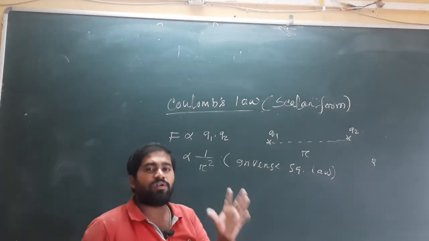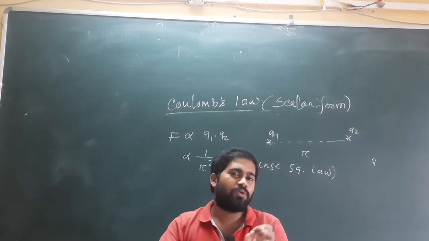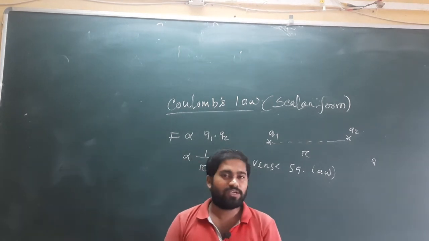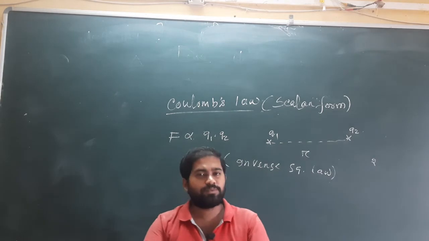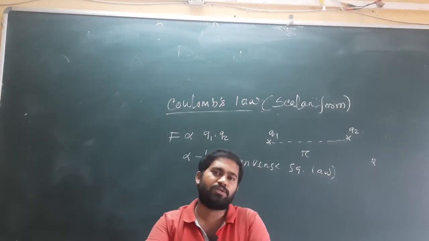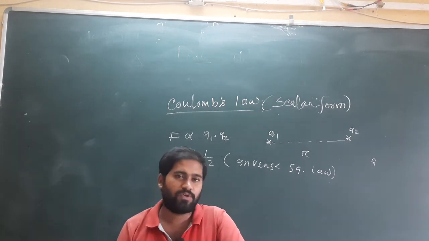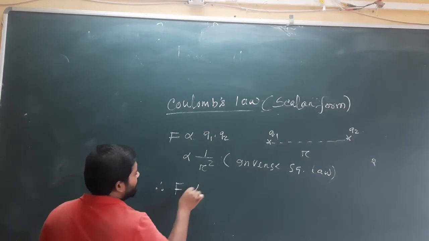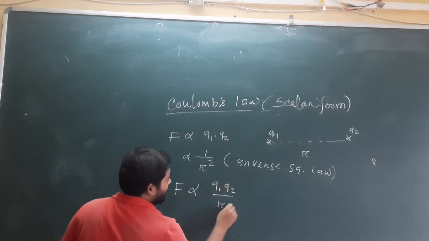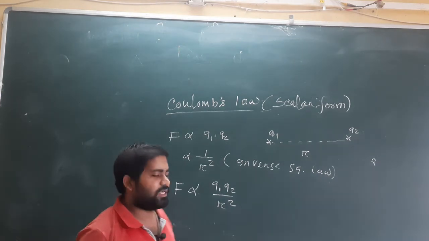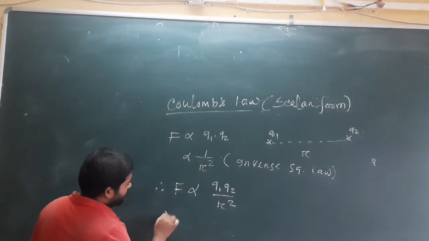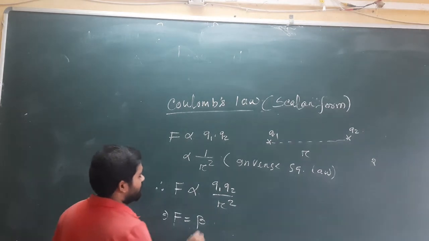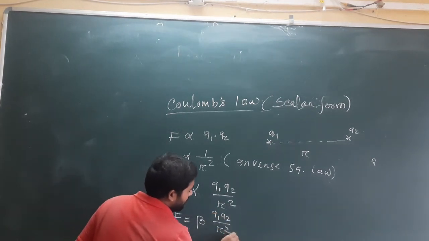So what does Coulomb's law in electrostatics say? Coulomb's law says the electrostatic force between two electric charges is directly proportional to the product of their charges and inversely proportional to the square of the separation between them. If we combine both effects, we find F is proportional to q1 q2 divided by r square. So here we can write F equals some constant, suppose I take that constant as beta, so F equals beta q1 q2 by r square.